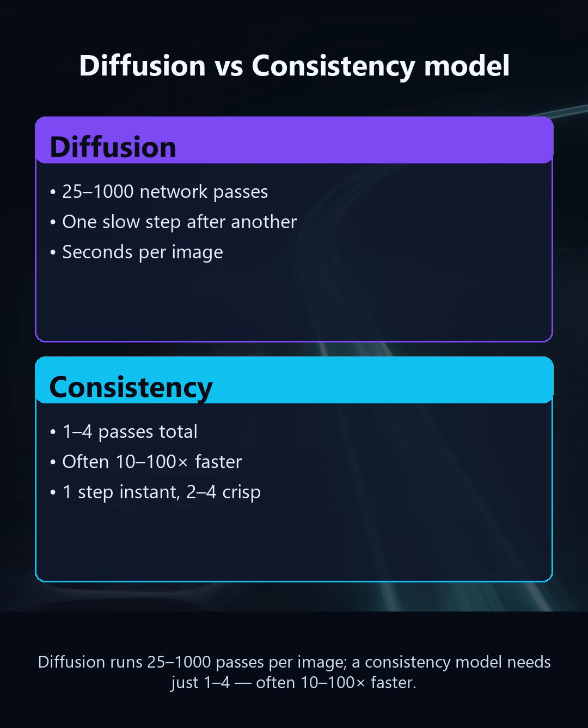The contrast is dramatic. A classic diffusion model runs 25 to 1,000 network passes to make one image, one slow step after another. A consistency model does it in 1 to 4 passes. That is often 10 to 100 times faster. The one-step version is instant, but a little softer. 2 to 4 steps recover crisp detail, and can rival the quality of full diffusion sampling.